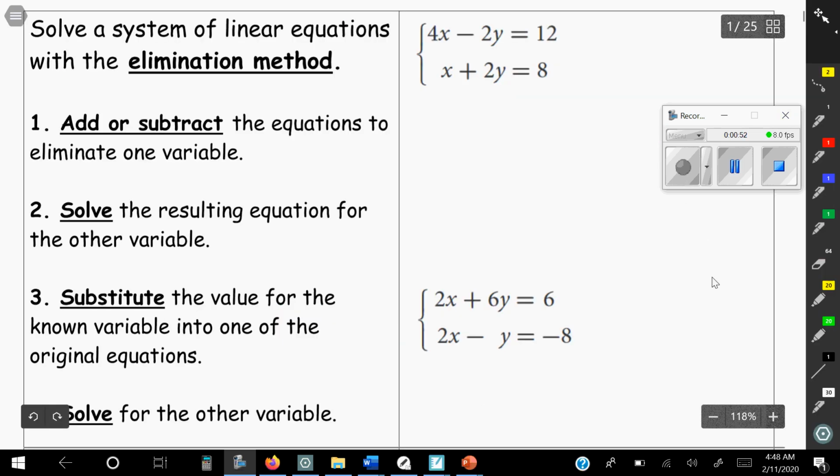These are the steps you want to keep in mind when you solve a system of linear equations with the elimination method. First, add or subtract the equations to eliminate one variable. Solve the resulting equation for the other variable. Substitute the value for the known variable into one of the original equations and then solve for the other variable. The add or subtract step is similar to adding the three-digit numbers, and I'm going to show you an example right now.